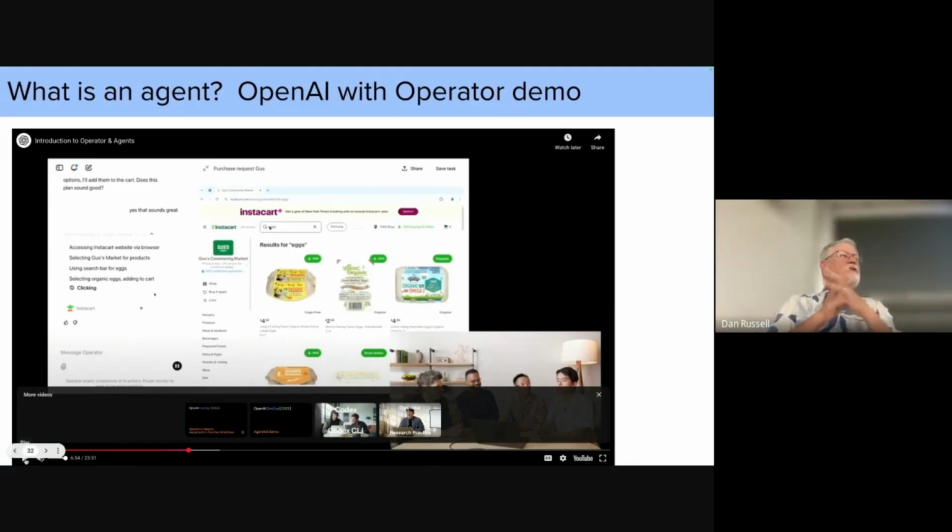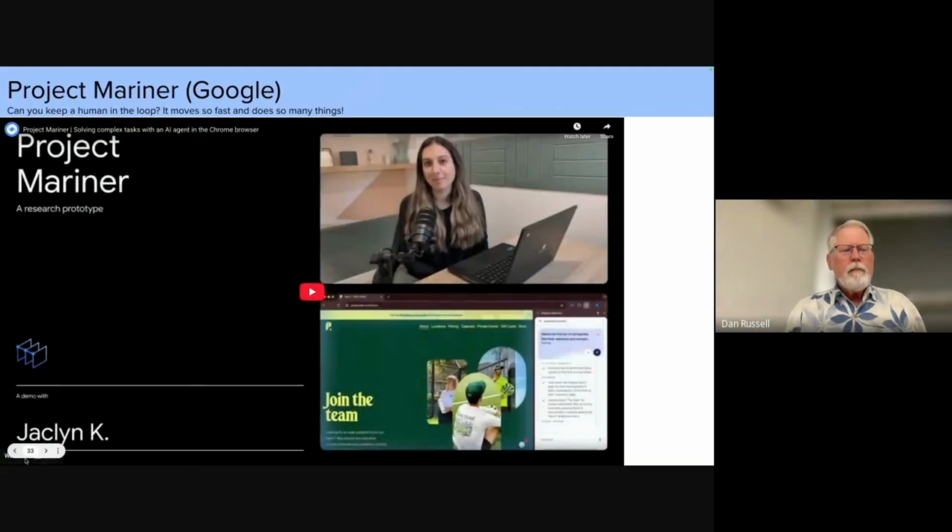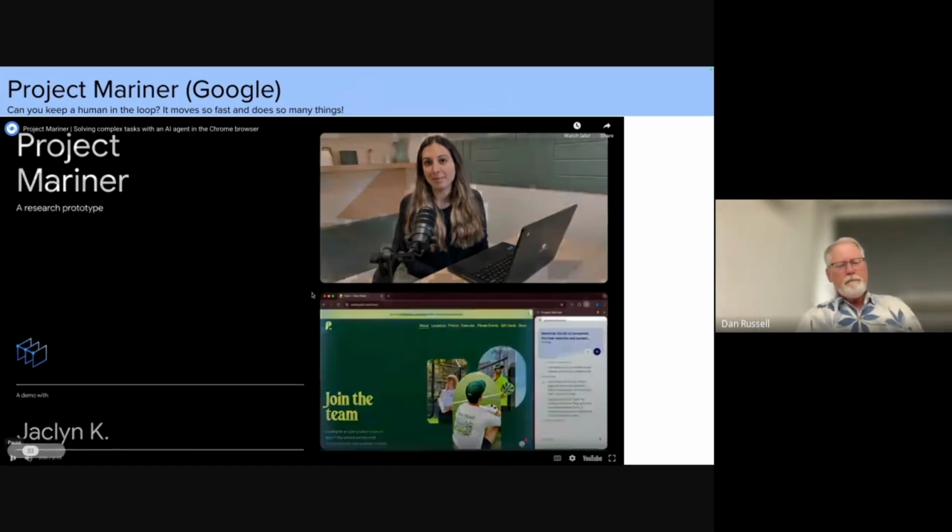Now, as a computer scientist, you might say, that's just an API call. This is not an API call. This is actually interacting with the UI. It's actually putting the cursor into the input buffer, typing, et cetera, et cetera. Right. So here's another example. This one's from Google. It's called Project Mariner.